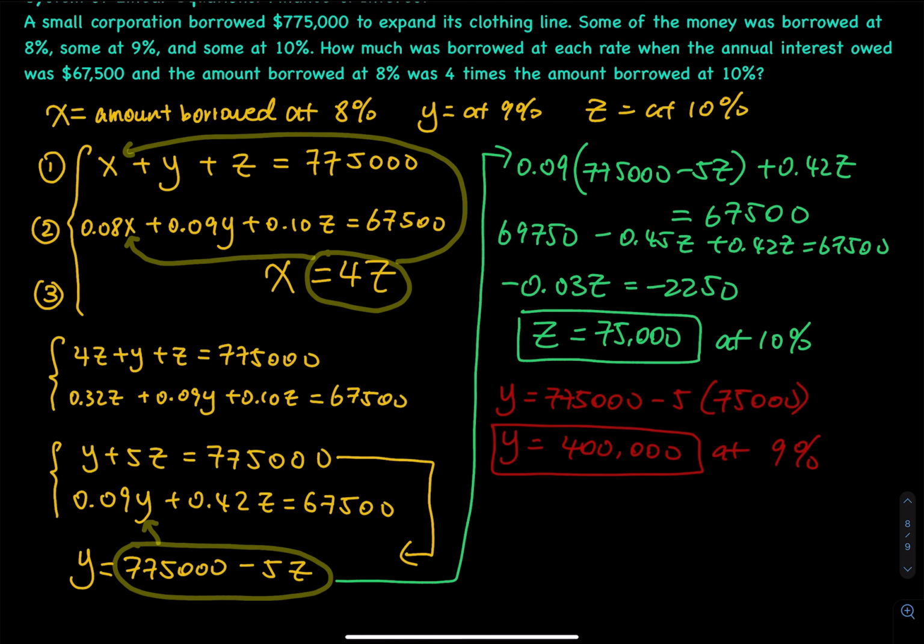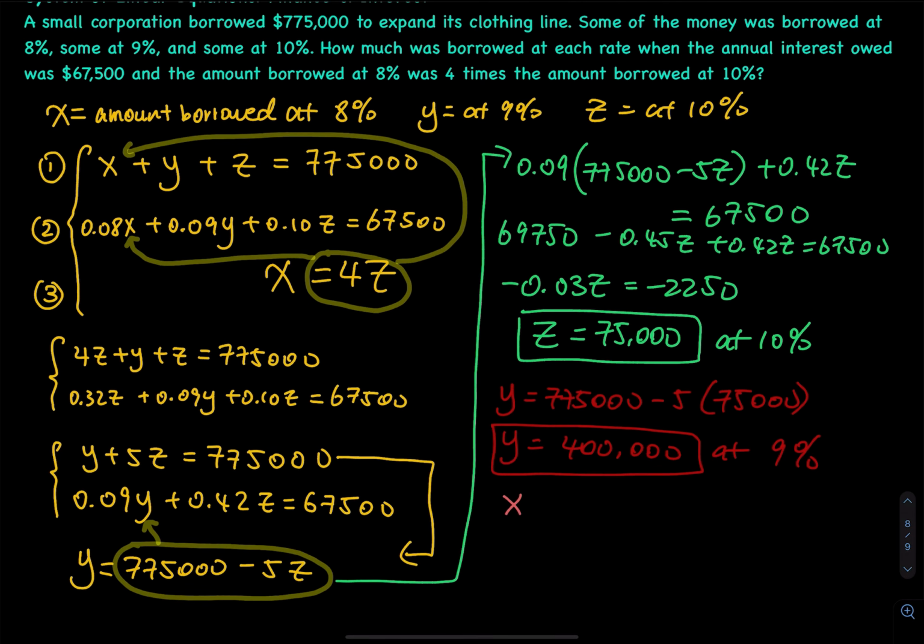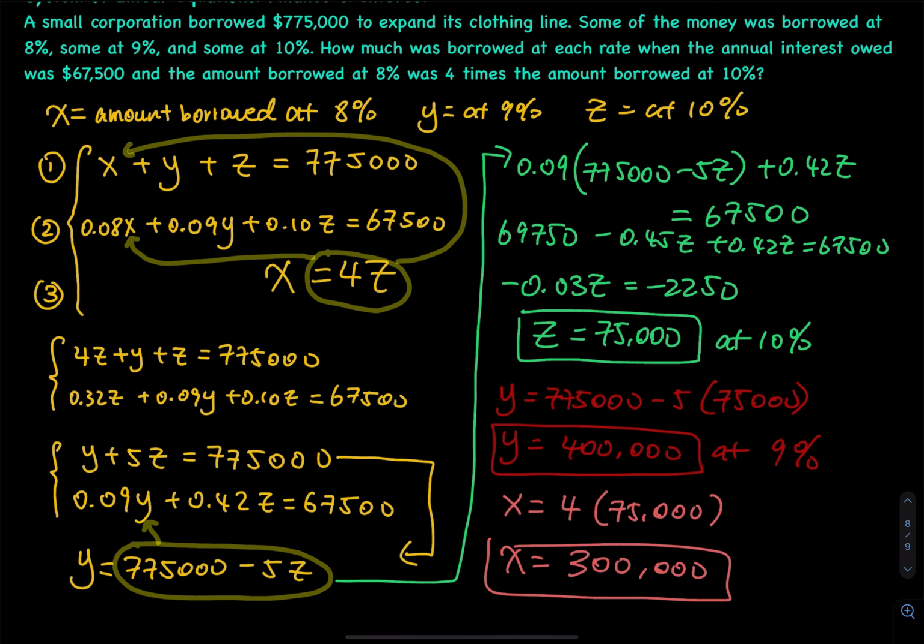And then finally, let's find the x. x is equal to 4z, right? Let's use this color. So x is equal to 4 times z, $75,000. So x is equal to $300,000. This is at 8%. When you check your work, 4 times 75 is equal to 300. Okay, so now I have the amount borrowed at 8%, the amount borrowed at 9%, and the amount borrowed at 10%, and this problem is now done.